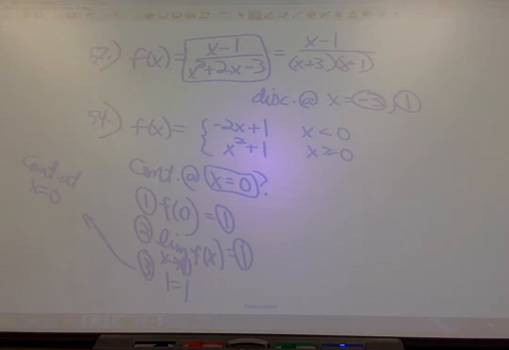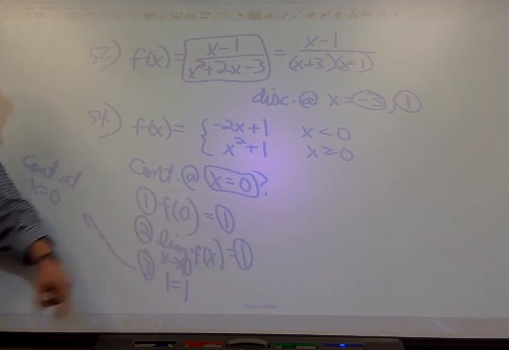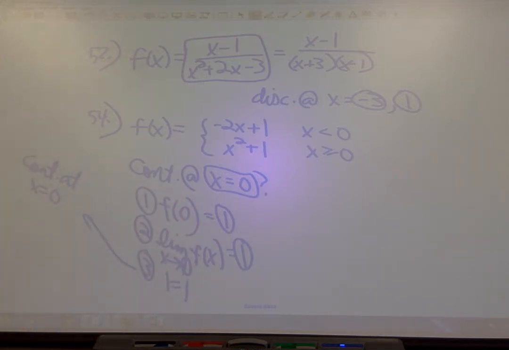Okay. f of 0, limit as x approaches 0. Are they the same? Yes, yes, yes. It's continuous at that point. Okay.